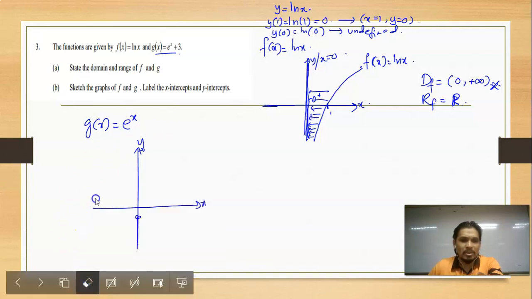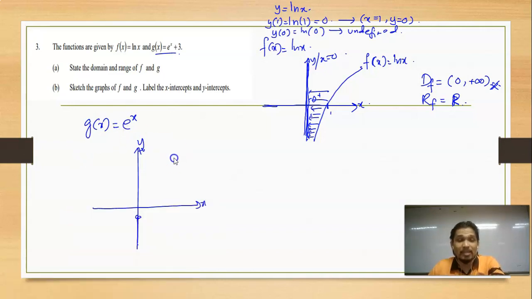Okay, let's first imagine that the function is g(x) equals e to the power of x. This is the normal graph of the exponential. It intersects at y equals 1 and slides down, approaching the x-axis, where y equals 0. Now, when x equals 0, e to the power of 0 equals 1. There you go, x equals 0, y equals 1.